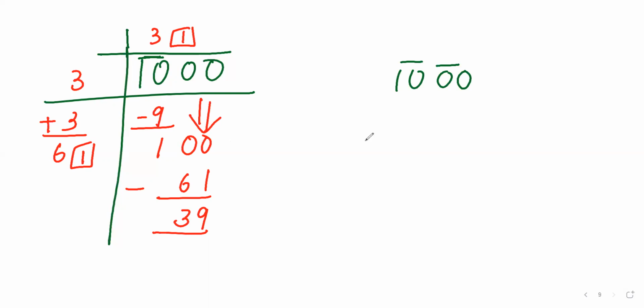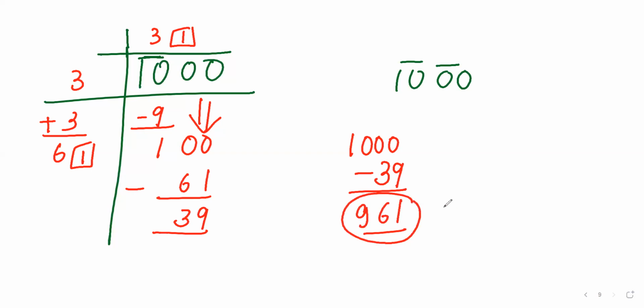So from 1000, we'll just cross check. From 1000, I have to subtract 39. So what do I get? I get 961. And 961 happens to be a perfect square, isn't it? I mean, the square of 31. If you can recall, 13 square is 169. 31 square is 961. They are mirror images of each other.